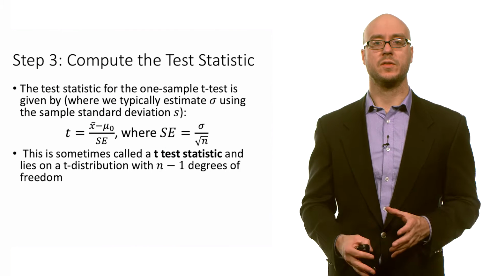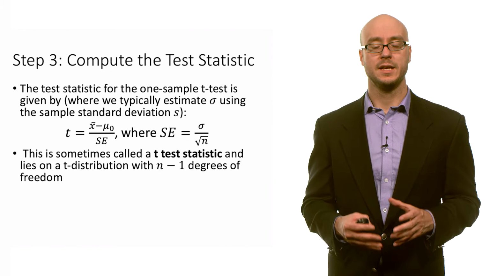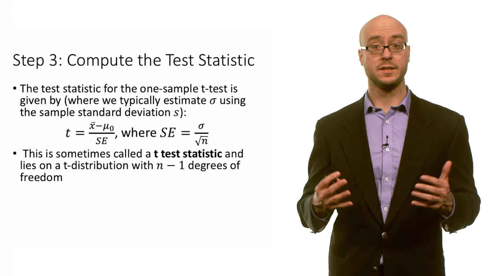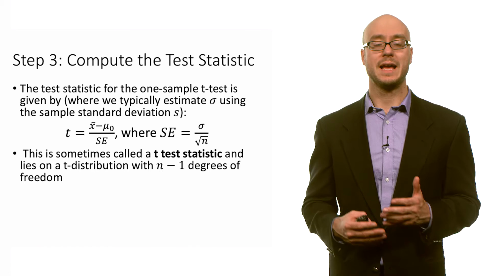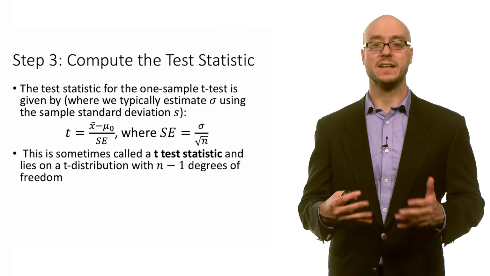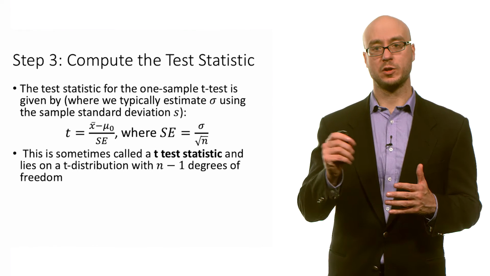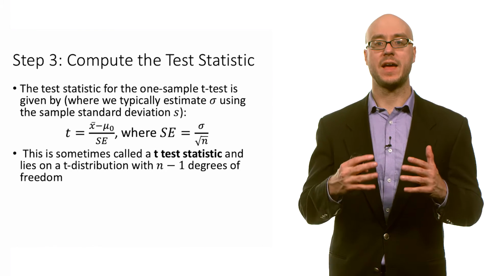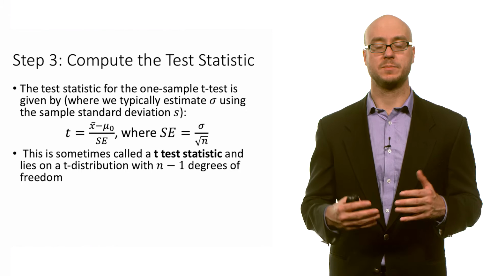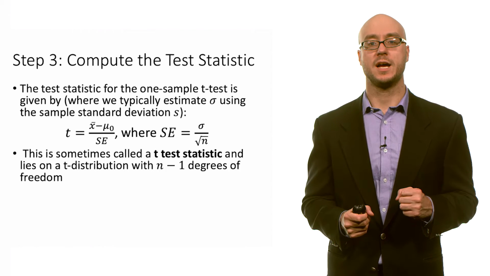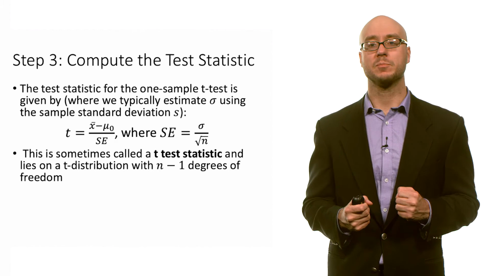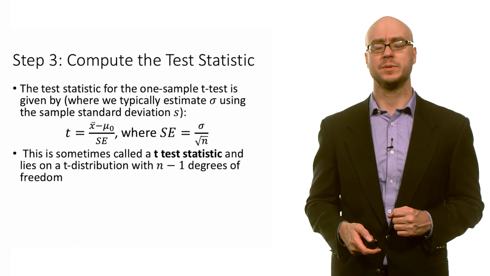This is sometimes called the t-test statistic. This t-test statistic lies on the t-distribution governed by n-1 degrees of freedom, where n is the sample size. So effectively, the shape of the t-distribution and the location of that t-test statistic on that distribution depends on the sample size. With a smaller sample size, the tails get a little bit fatter. And that's a more realistic model for the sampling distribution.